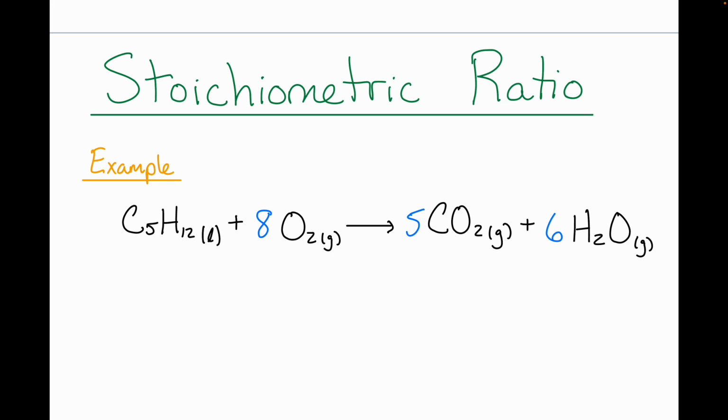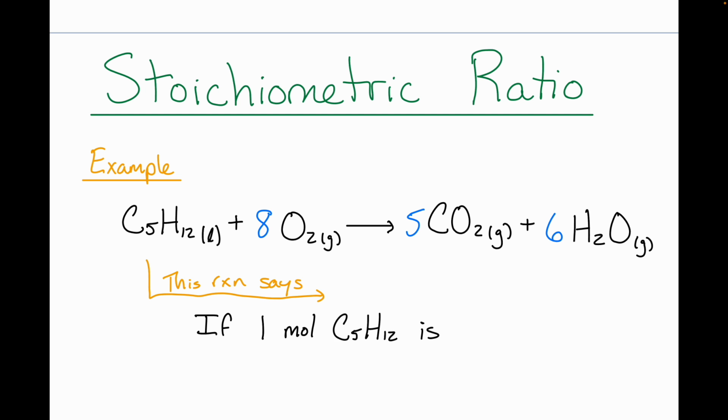So importantly, one thing I can say quantitatively that this chemical reaction is saying is that if 1 mole of C5H12, is it going to be consumed or produced in our reaction? Consumed. How do I know it's going to be consumed? Because it's on the reactant side. Reactants get consumed, products get produced.